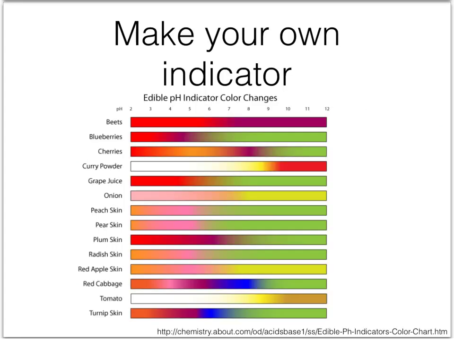It's pretty remarkable what you can make an indicator out of. Now this is a table which has a whole stack of different fruits and skins and goodness knows what, which can be used to make indicator. Now in the classroom you may well have used red cabbage to produce an indicator, and it makes an actually startlingly good indicator as shown in the next slide.